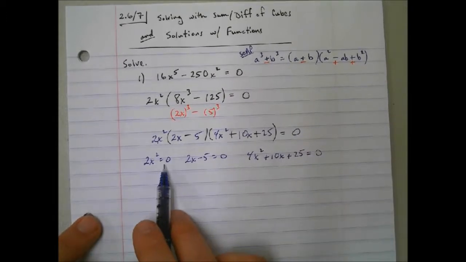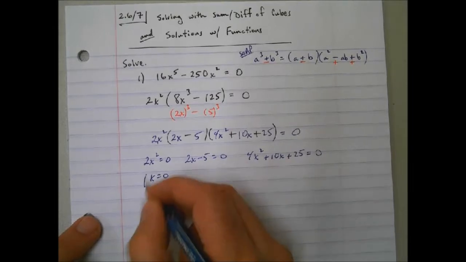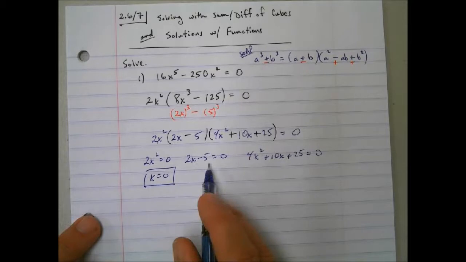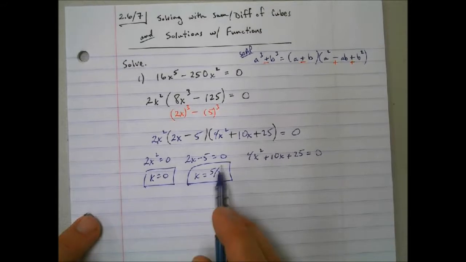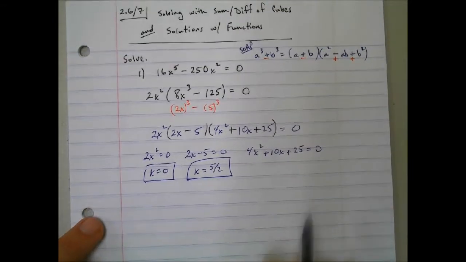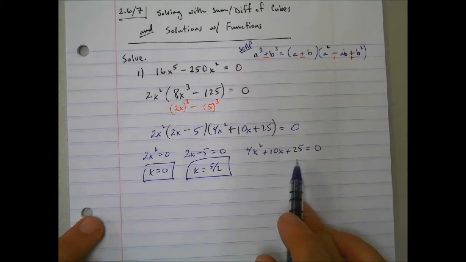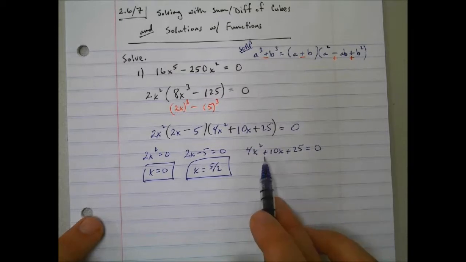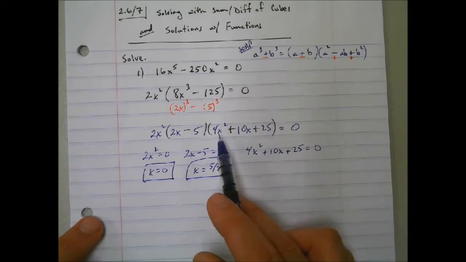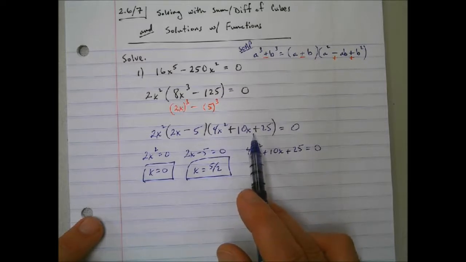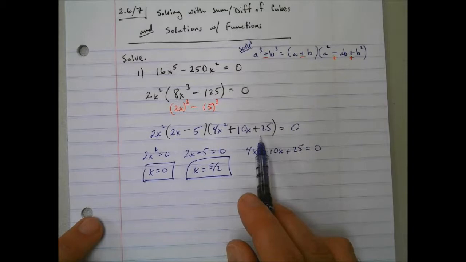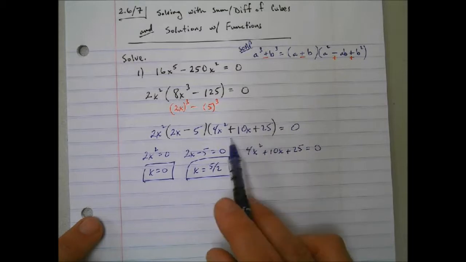Of course, if 2x squared equals 0, hopefully that's fairly obvious that x equals 0. And 2x minus 5 equals 0, hopefully that's fairly obvious that x is 5 halves. Add 5, divide by 2. Now, 4x squared plus 10x plus 25 might look like it factors, but if you are following the hierarchy for factoring, you check for GCF first, then you check for difference of squares, and then you check for sum or difference of cubes, the right-hand side will not factor over the reals if you follow that factoring hierarchy.